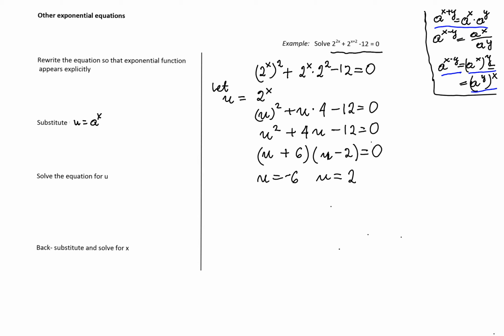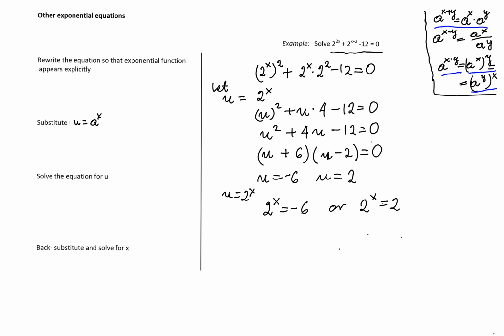So we solved the equation for u, and now we have to go back to the variable x because our equation was in terms of x. So since u was 2 to the power x, the equation u equals negative 6 leads me to the equation 2 to the power x is equal to negative 6. And the equation u equals 2 leads me to the equation 2 to the power x is equal to 2.